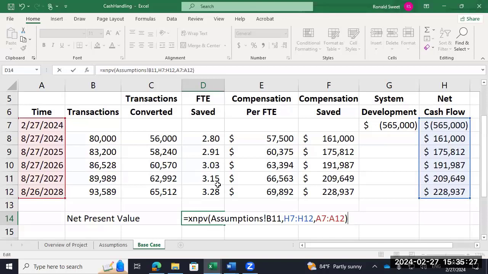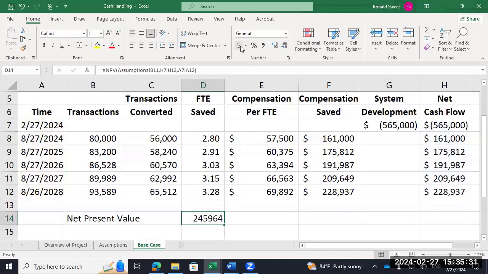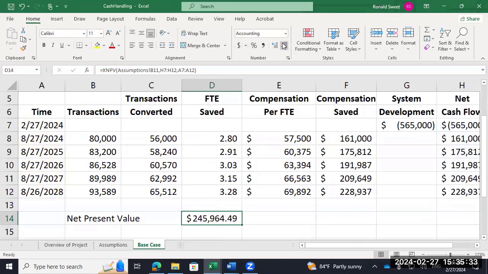All right, so let's see if we all get the same answer. I'm kind of nervous. Anybody get that? 245,964. So what do you want with net present values? What net present value is telling you is if this number is greater than 0, doing this project is going to increase the value of the firm. If it's less than 0, doing this project will destroy the value of the firm.